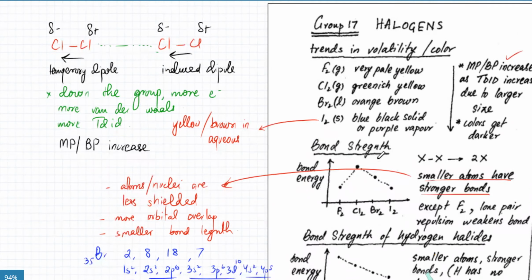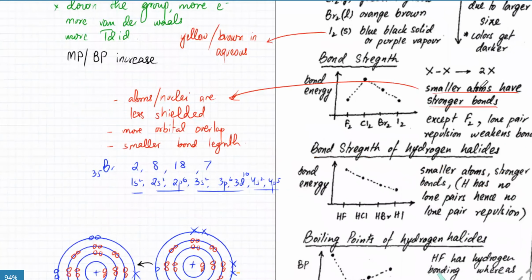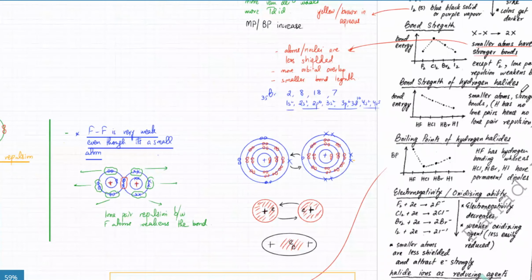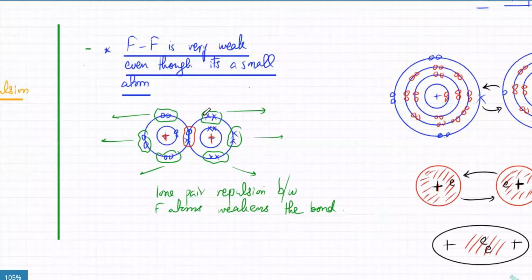Then you talk about bond strength. Smaller atoms usually have stronger bonds. Like when you have fluorine, the fluorine atom is so small that it's very hard to keep two fluorine atoms together because they have too many lone pairs and they're all repelling each other. So the bond that a fluorine atom makes is very, very weak.